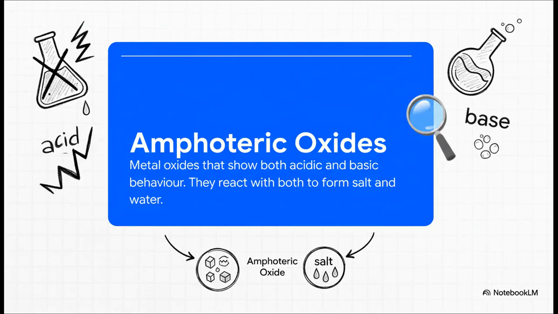But in chemistry, there are always exceptions, and they are usually very interesting. Some metal oxides, like aluminum oxide and zinc oxide, are special. They are called amphoteric oxides. Now, this is a very, very important term for your exams. Amphoteric means it has a dual nature. It can act like an acid, and it can act like a base. It just depends on what it's reacting with.